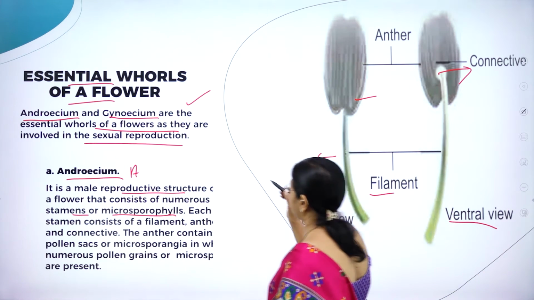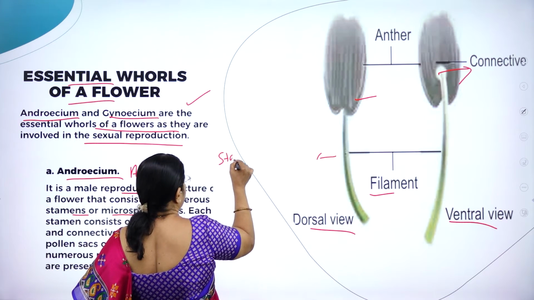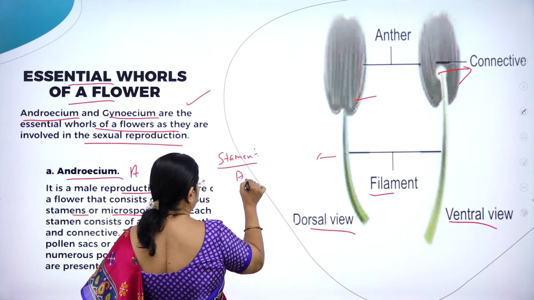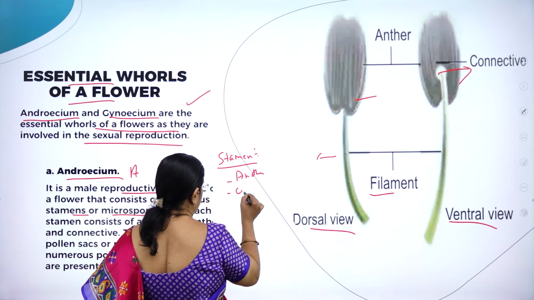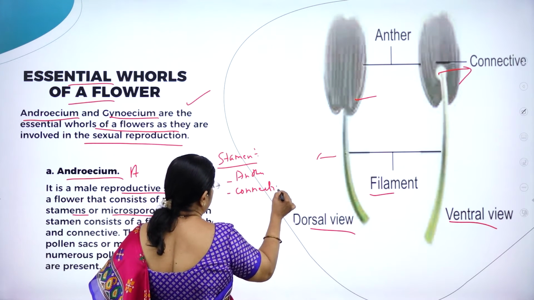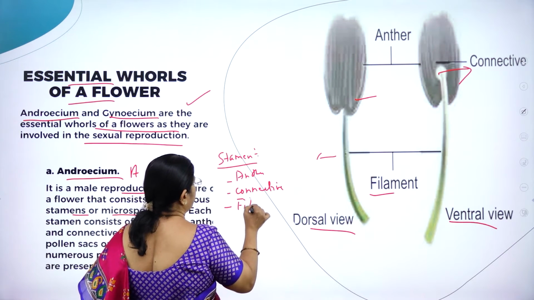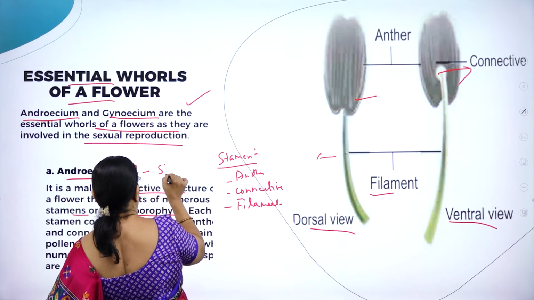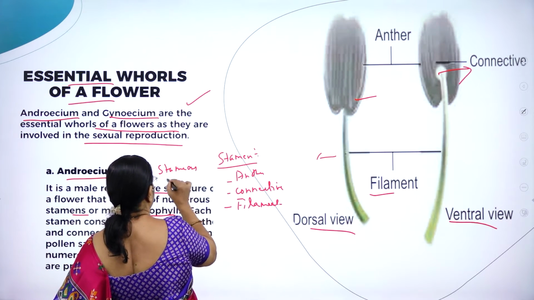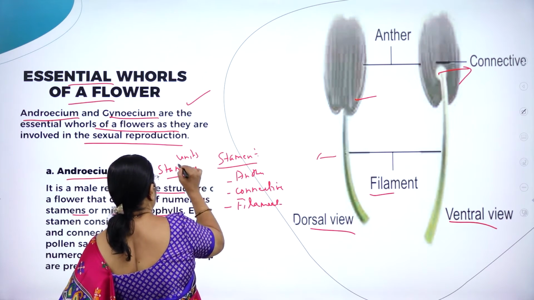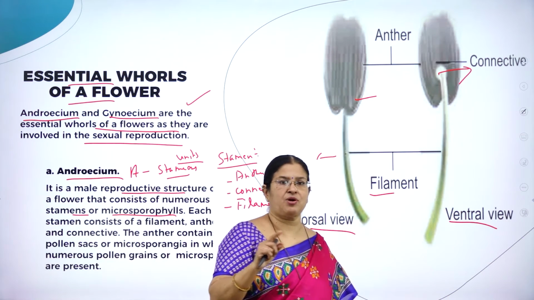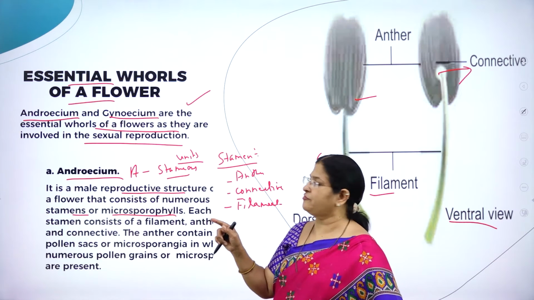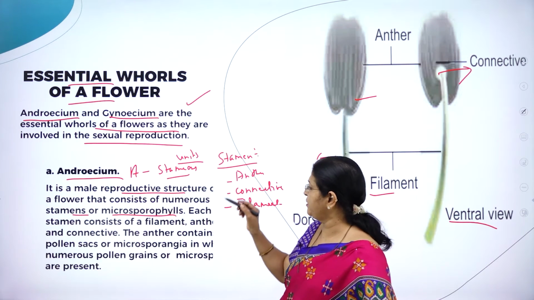So what are the 3 parts of a stamen? That is anther, connective, and filament. So what are the units of androecium called? Stamens. What are the units of calyx called? Sepals. What are the units of corolla called? Petals. What are the units of androecium called? Stamens.